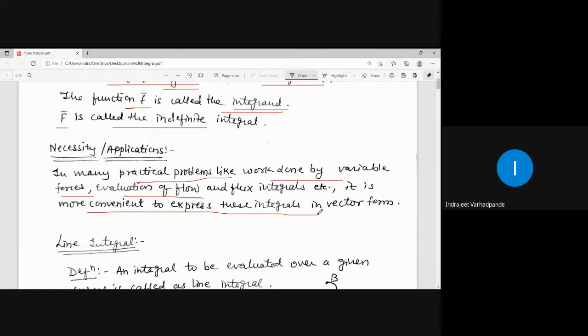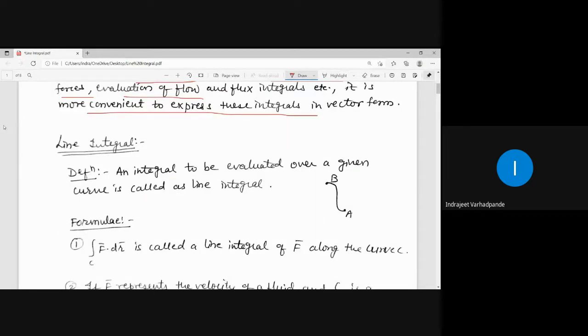From an application point of view, we usually try to convert the given term into vector form, and once it is done it becomes very simple for us to evaluate. The only integral we are going to discuss here is the line integral, whose major application is to calculate the work done or the circulation over a given loop or curve. Our intention is to learn the line integral and its application to problems.